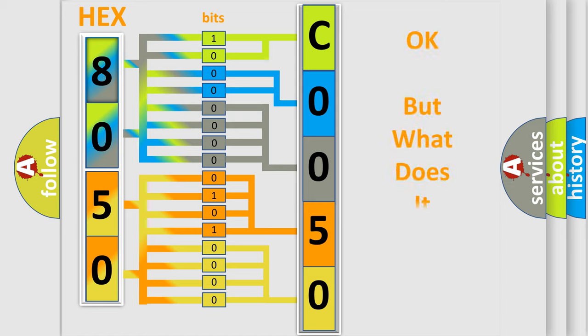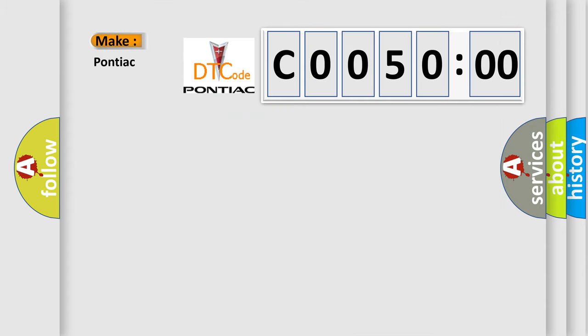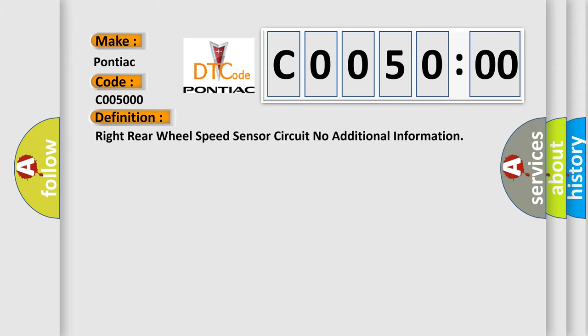The number itself does not make sense to us if we cannot assign information to what it actually expresses. So, what does the Diagnostic Trouble Code C0050-00 interpret specifically for Pontiac car manufacturers? The basic definition is right rear wheel speed sensor circuit, no additional information.